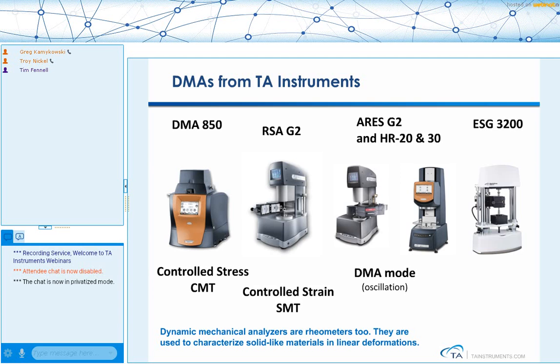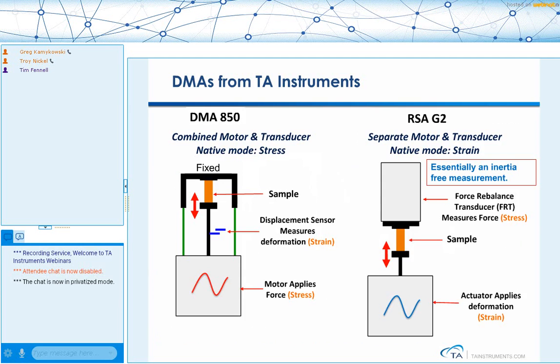So the DMA 850 is analogous to the HR. It's a controlled stress instrument in its native mode. It's a combined motor and transducer. And the RSA G2 is like the Aries G2. It's controlled strain, separate motor and transducer. And so this is the schematic, and it shows the workings of an 850.